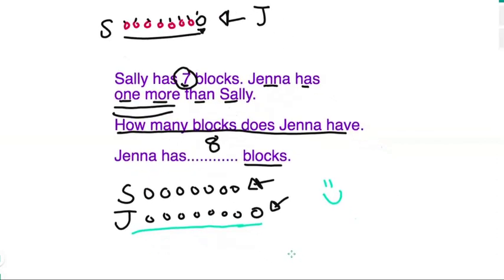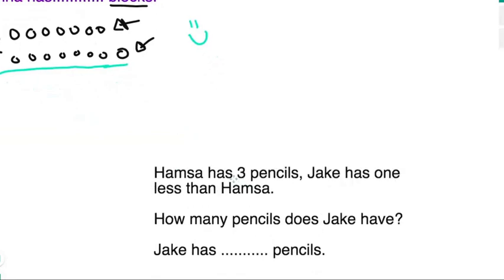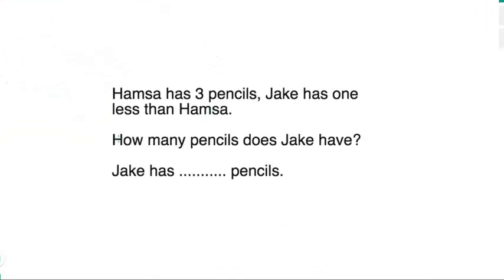Here we go. I'm going to move my screen because we have another worded question. Shall we do this together? I think we should. Let's read this together. Okay. This says Hamza has 3 pencils. So we're going to put an H. He has 3 pencils. 1, 2, 3. That's how many pencils Hamza has. Now Jake has 1 less than Hamza. Let's put a J for Jake.